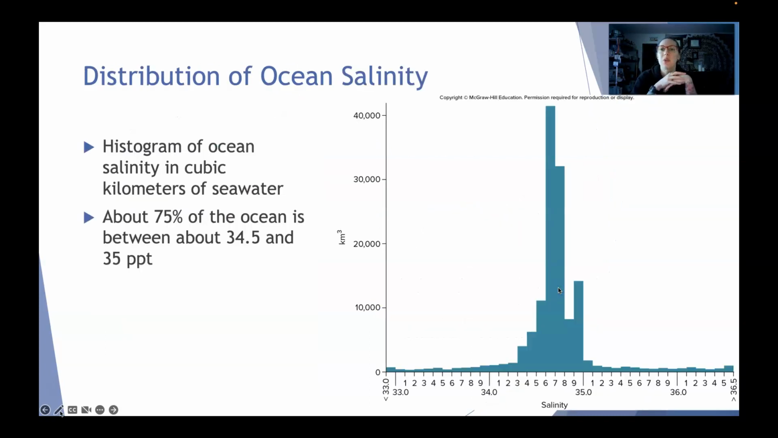And then if we were to look at the distribution of ocean salinity, this here again is another histogram, but this time instead of temperature, we're looking at the salinity of cubic kilometers of seawater. And about 75% of the ocean is between 34.5 and 35 ppt, which if we remember from our units of salinity, ppt just means parts per thousand. So it would look like the percent, but with a little extra doohickey on the bottom. So pretty salty, which remember 35 ppt is really only 3.5%, which is really wild.